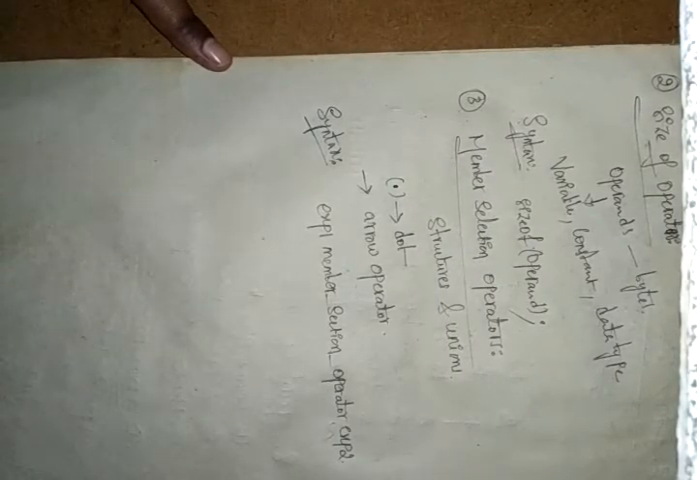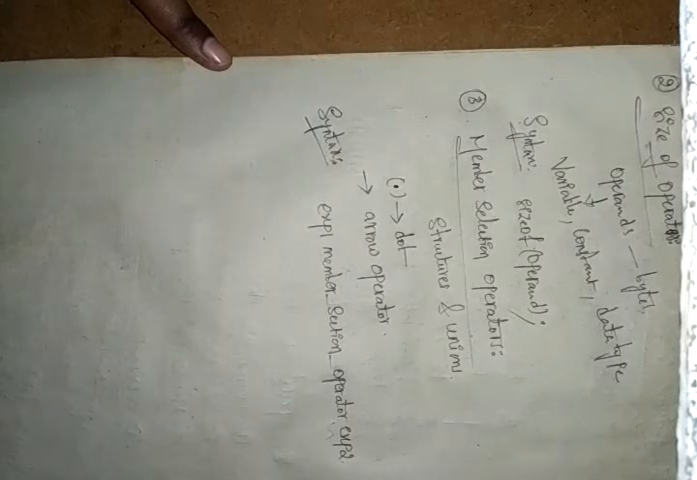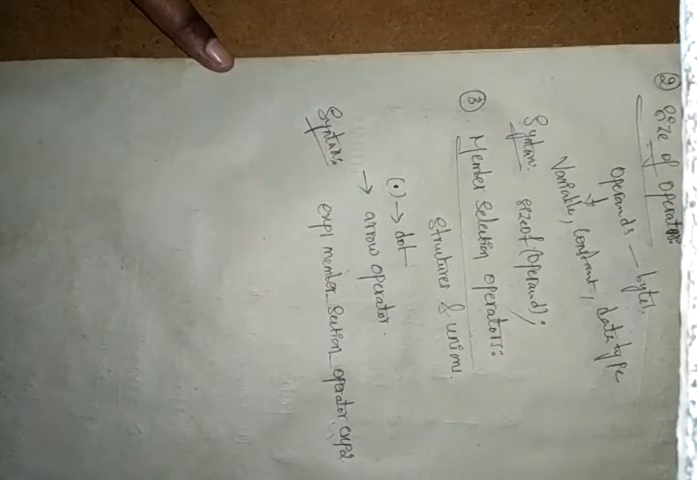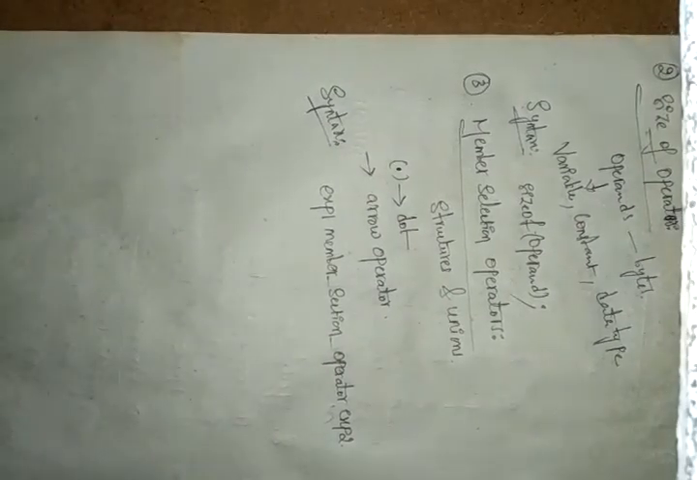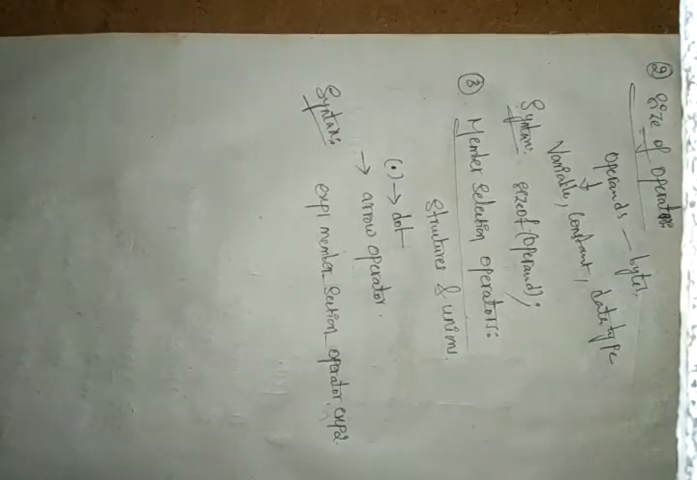Arithmetic operator, relational operator, logical operator, assignment operator, increment and decrement operator, conditional operator, bitwise operator, special operators. In the arithmetic operators we have addition, subtraction, multiplication, division, modulus division. Next, relational operators: less than, greater than, less than or equal to, greater than or equal to, equal to, not equal to.